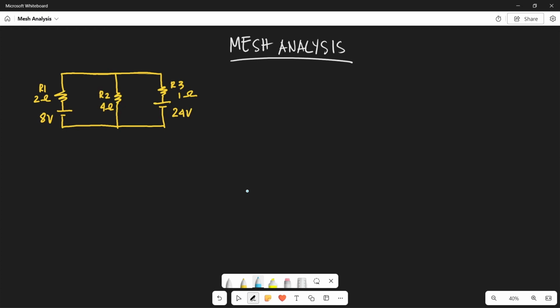So in the circuit, we have resistors R1 with a value of 2 ohms, R2 4 ohms, and R3 1 ohm. We also have two batteries, 8 volts and 24 volts. So the first step in solving this circuit using mesh analysis is to draw the mesh currents in the clockwise direction. So let's call this mesh A and the current IA. And then the second one is mesh B or loop B and the current IB.